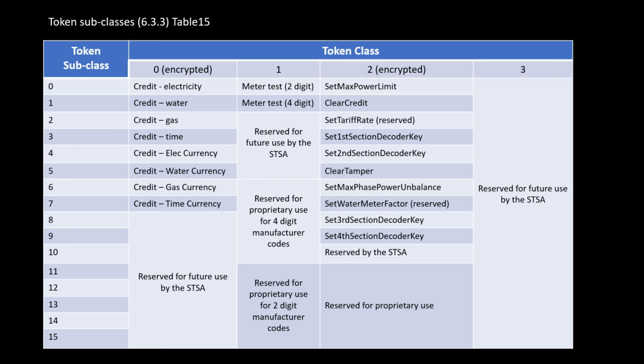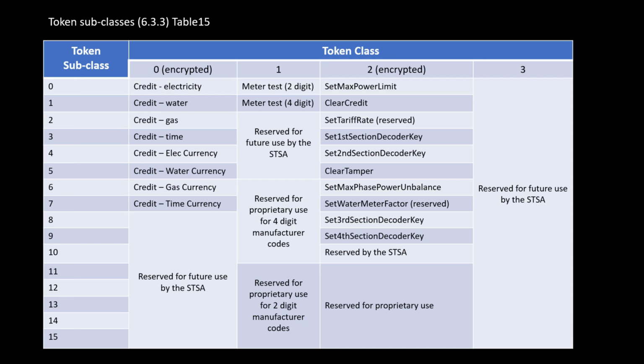Token class 1, subclass 0 is a meter test for 2-digit manufacturer codes, and subclass 1 is a 4-digit manufacturer code test token. Subclasses 2 to 5 are reserved for future use. Subclasses 6 to 10 are reserved for proprietary use for 4-digit manufacturer codes, and subclasses 11 to 15 are reserved for proprietary use for 2-digit manufacturer code meters. Remember, class 1 tokens are not encrypted.